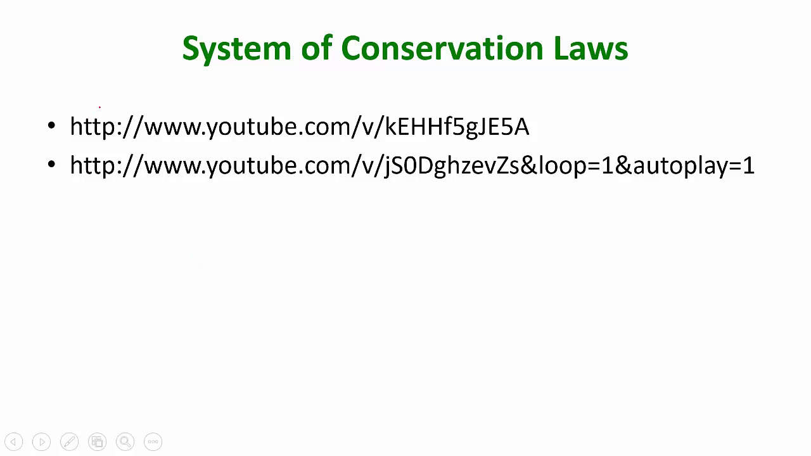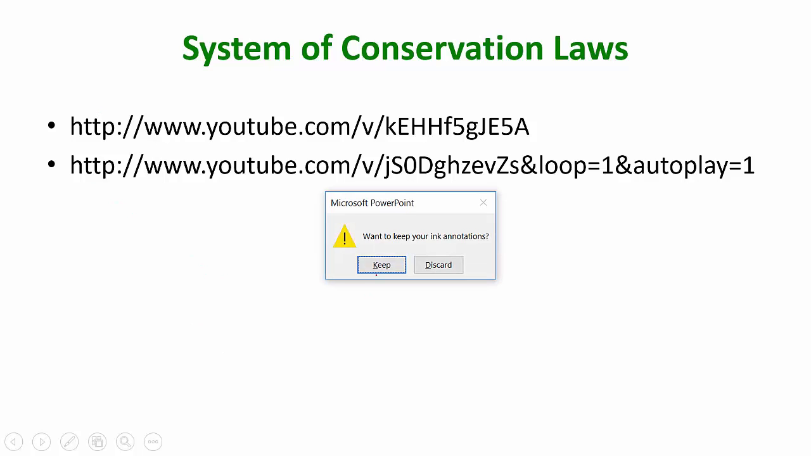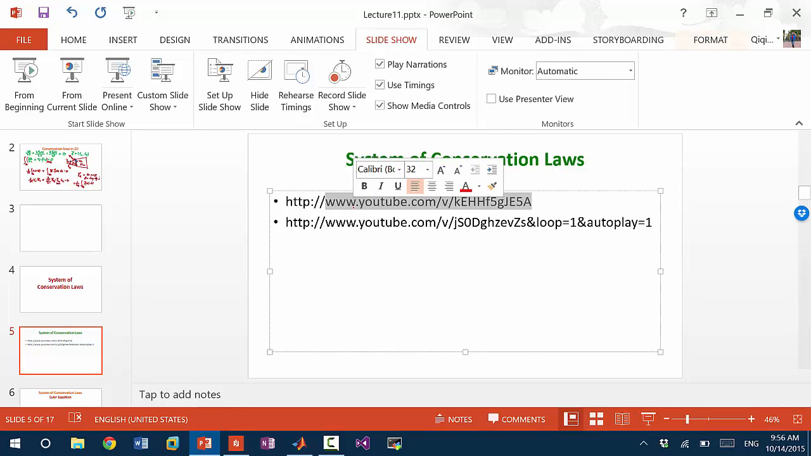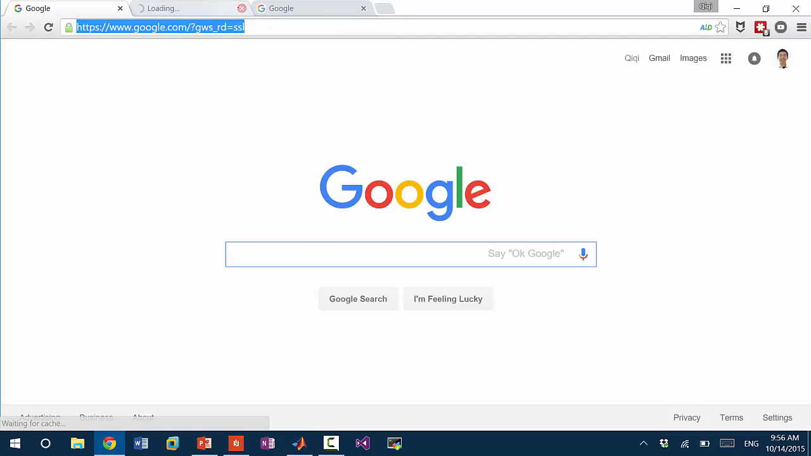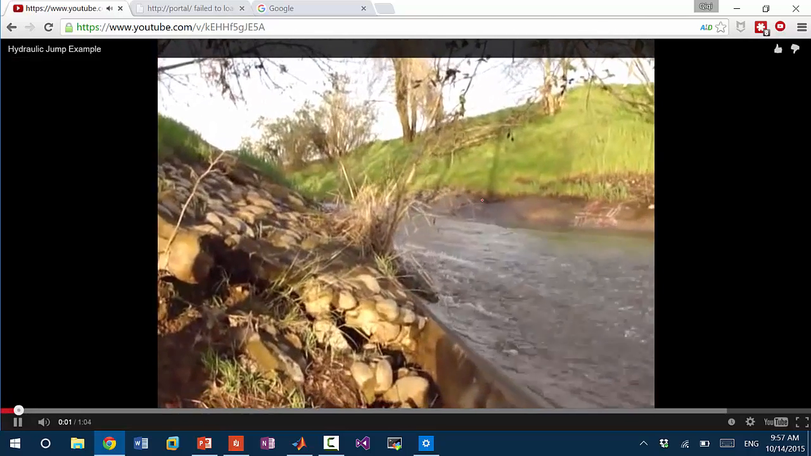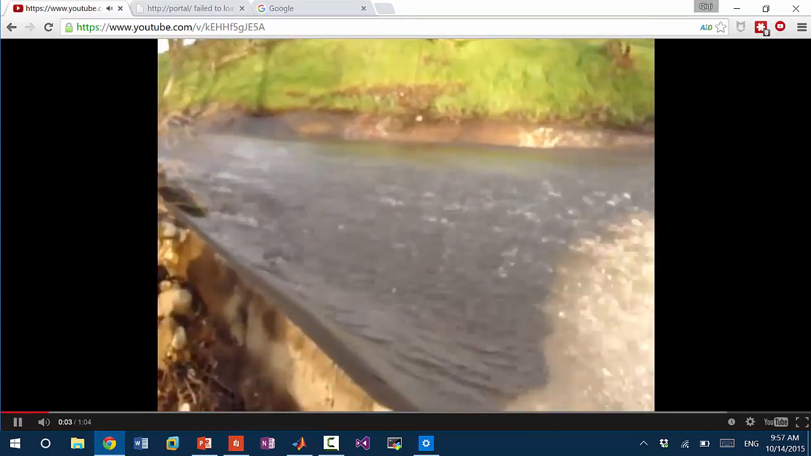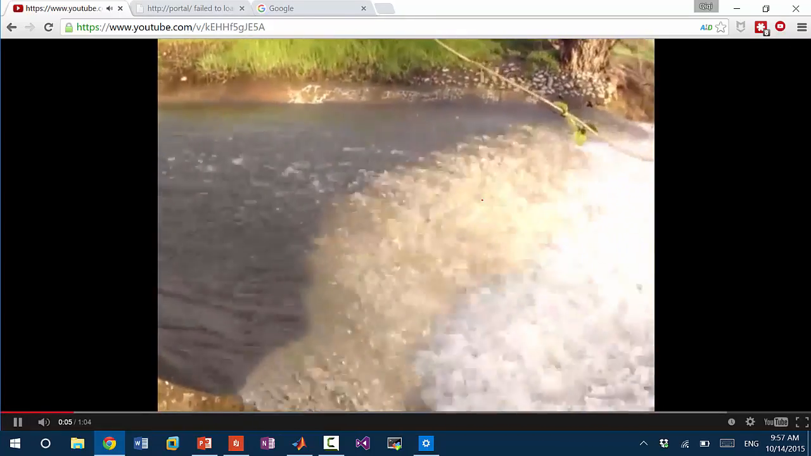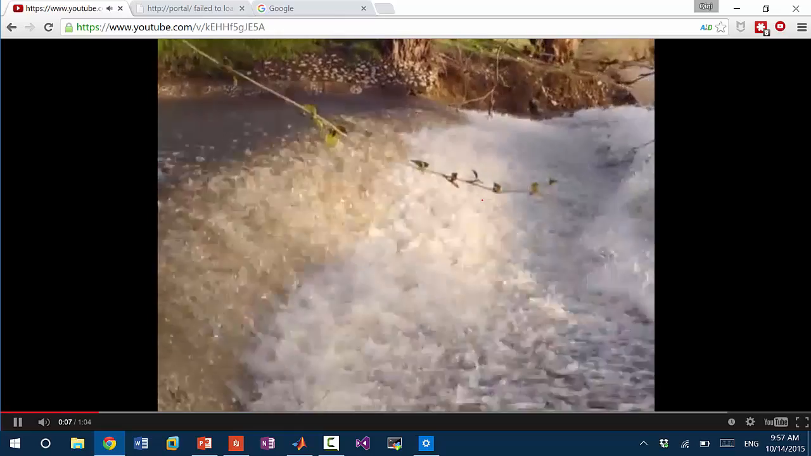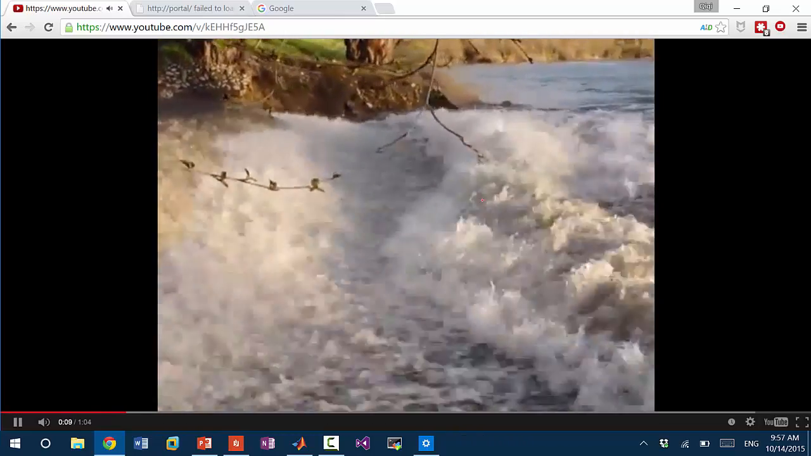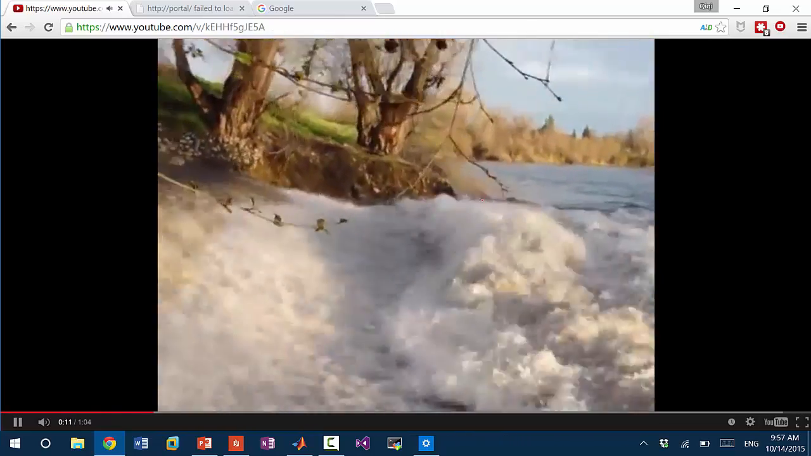I'm going to show you a little bit of some videos. They are from the natural, physical world. So I guess this is a case where you can just see water flowing, right? But somehow you see this as a shockwave. It's called a hydraulic jump.